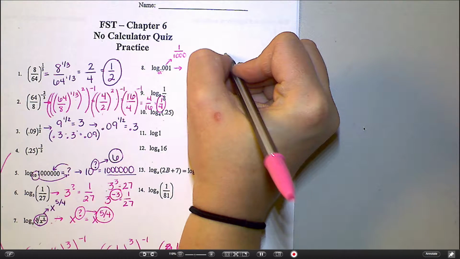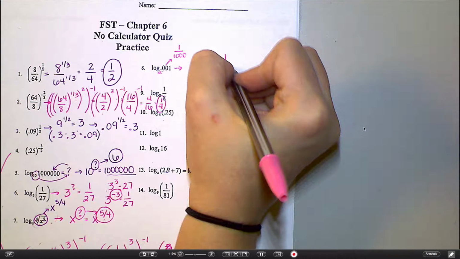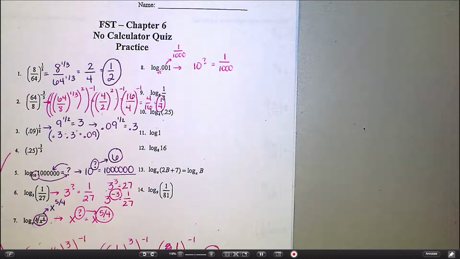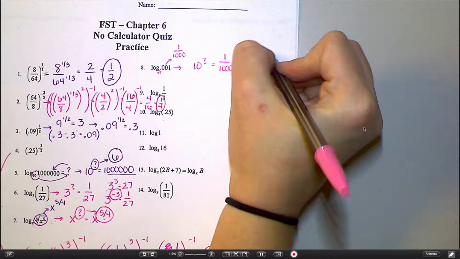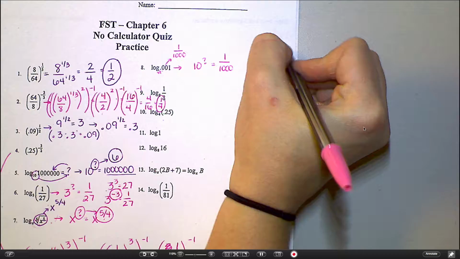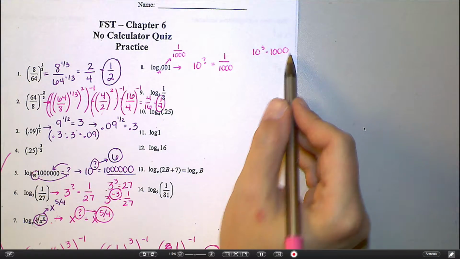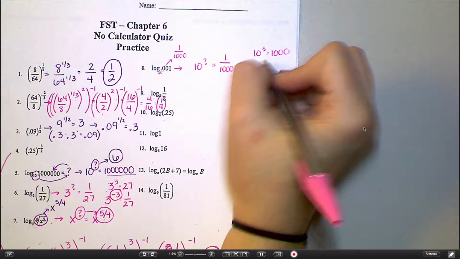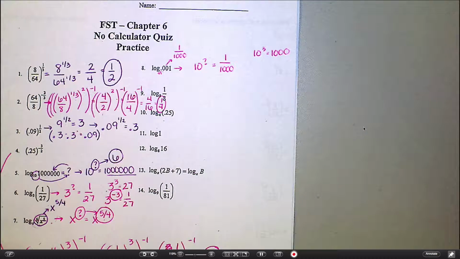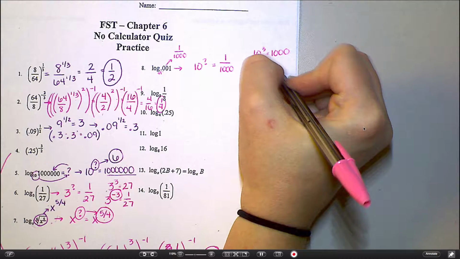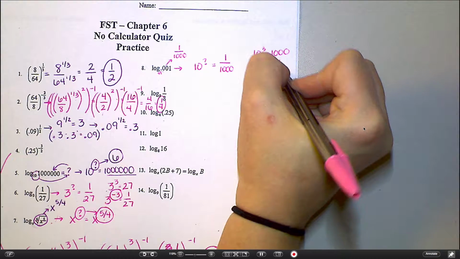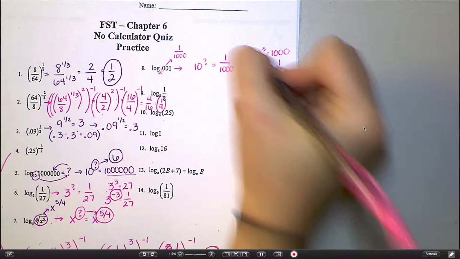gives me 1/1000. Okay, well, I know that 10 to the third power gives me 1,000, because that has 3 zeros. So if I want to flip that, if I want to make it 1 over 1,000, I would just make my 3 negative. So 10 to the negative third power gives me 1 over 1,000. And so my answer there is just -3.